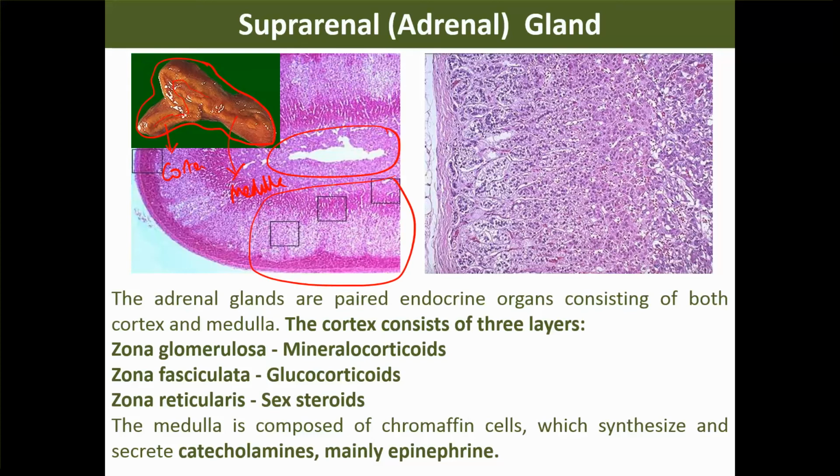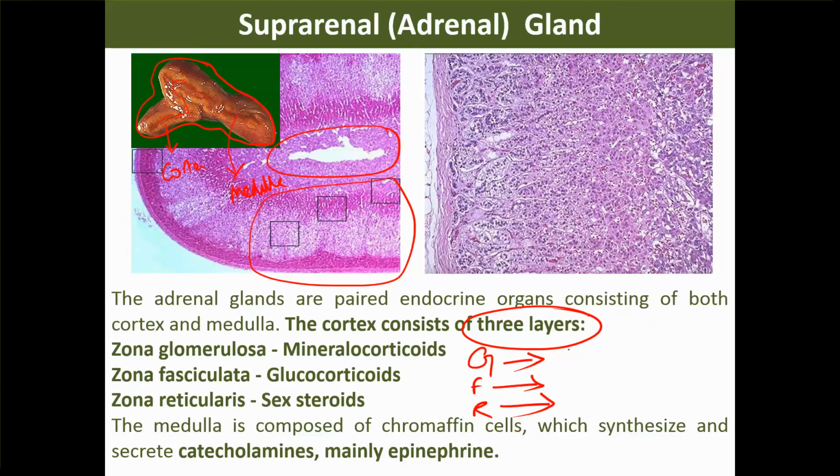Why is the cortex yellow in color? Because these cortical hormones use cholesterol for their synthesis, so the cortex has a lot of lipid. It is full of fat, and that is why it looks yellow. The cortex consists of 3 layers, and it is easy to remember as GFR: glomerulosa, fasciculata, reticularis.